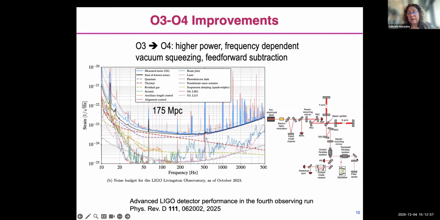We needed new installations. And then that squeezed vacuum in here now is squeezed in phase at high frequencies and squeezed in amplitude at low frequencies. So that's how we can still use a bit more. Go to 175 megaparsecs, but cheating a bit because this was not in the baseline that we had. So this has gone very, very well. There are still more ideas on how to improve things further, especially doing more squeezing, increasing the power, and reducing this multitude of noise sources at low frequencies.